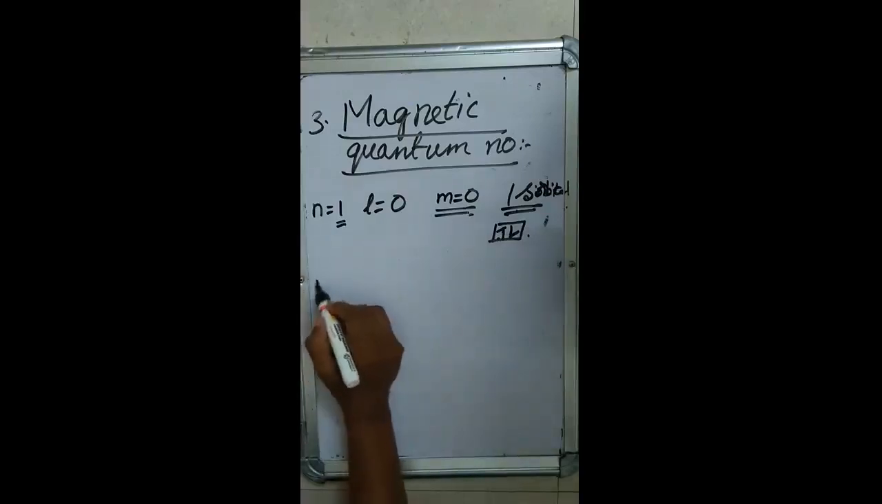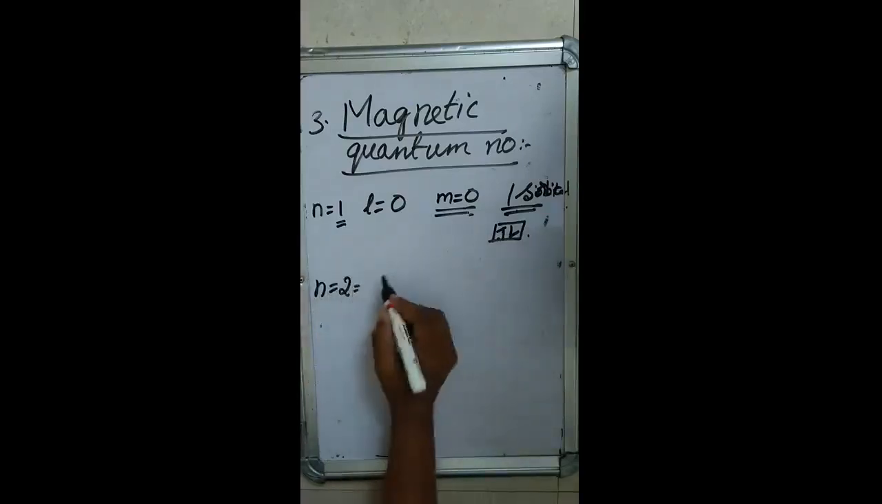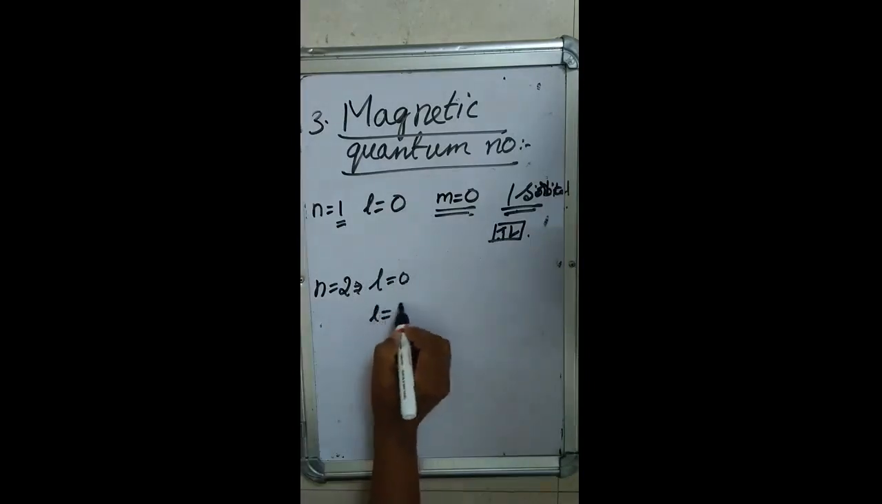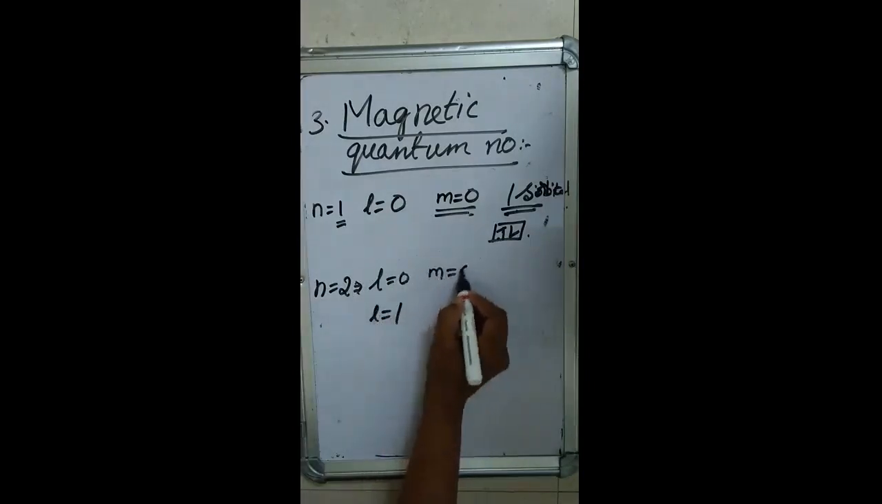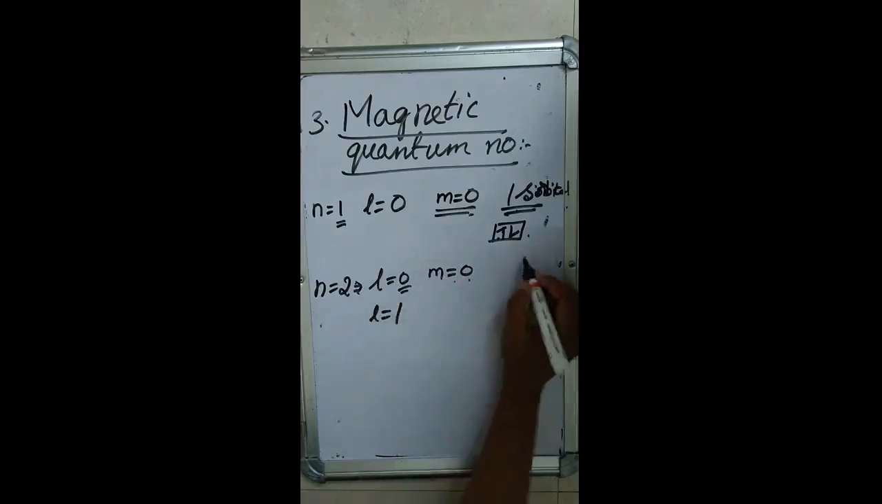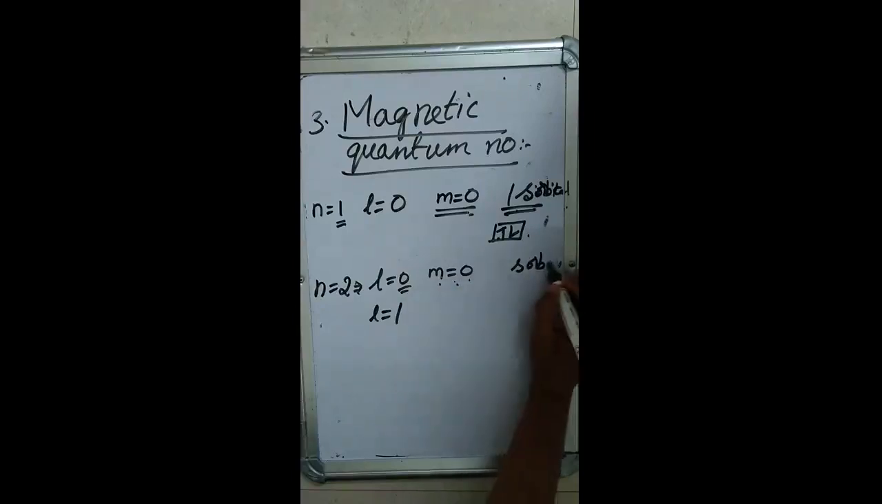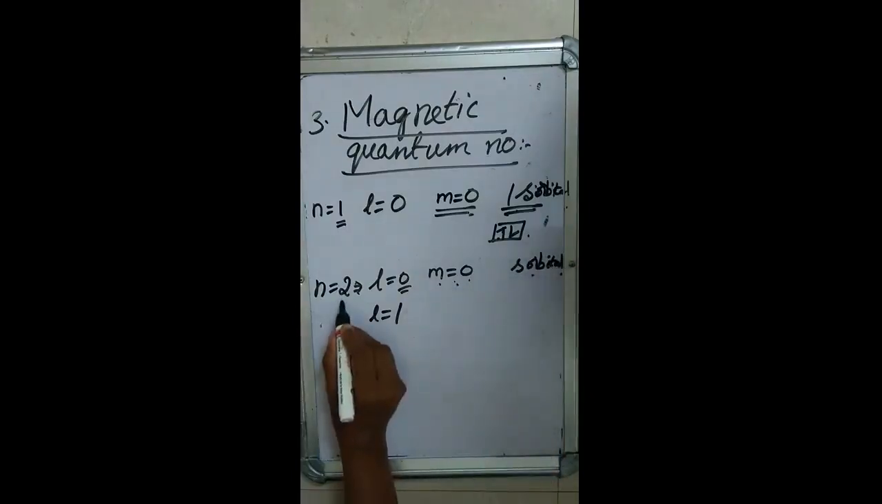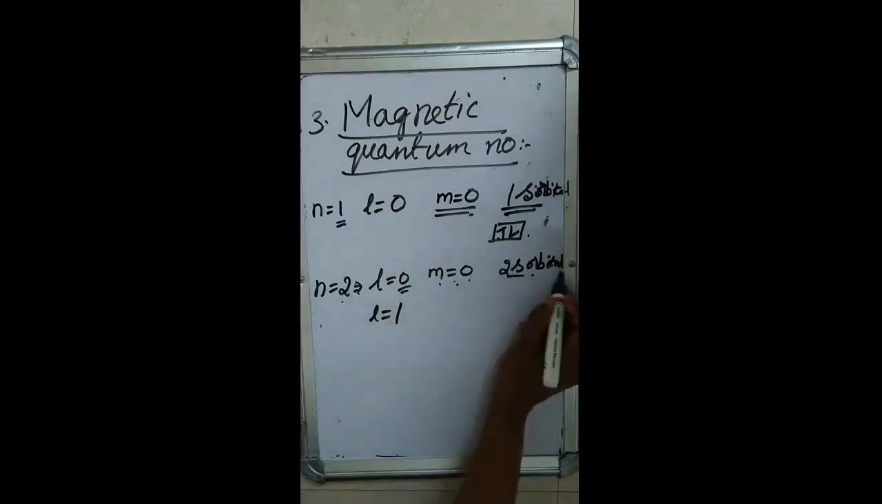Suppose n is equal to 2. What are the values of l? That is 0 and 1. What is the value of m for this? If l is equal to 0, m is equal to 0. So what is the orbital you will get? 0 means s. Since I introduced m, the magnetic quantum number, I have to write an s orbital. Since n is equal to 2, here I should write a 2s orbital.